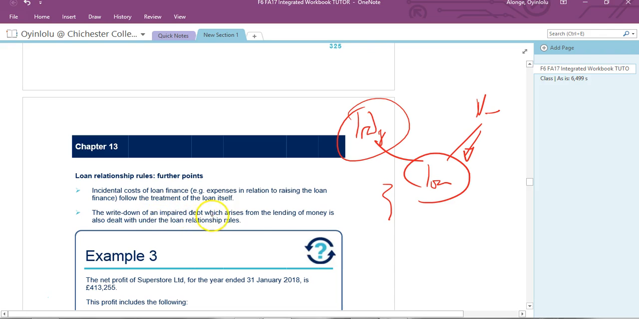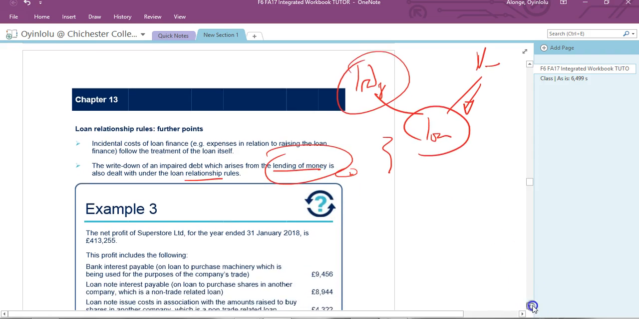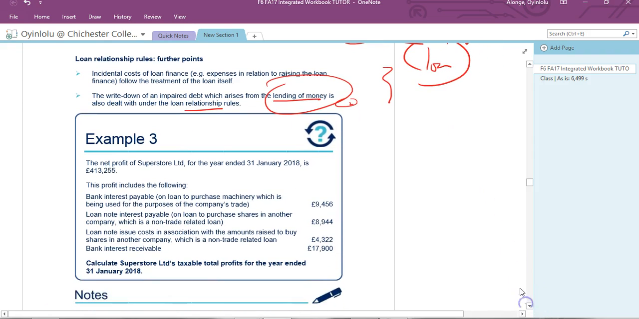Again, the write-down of impaired debt, which relates to the lending of money, is also dealt with within the loan relationship rules. Most of the time this is an impaired debt from lending of money, so typically this is not trading. This example is in class as well, but I'll highlight what's going on here. Bank interest payable on a loan to buy machinery. This is trading, this is fine.